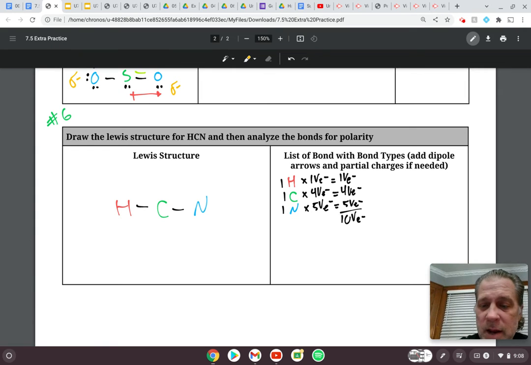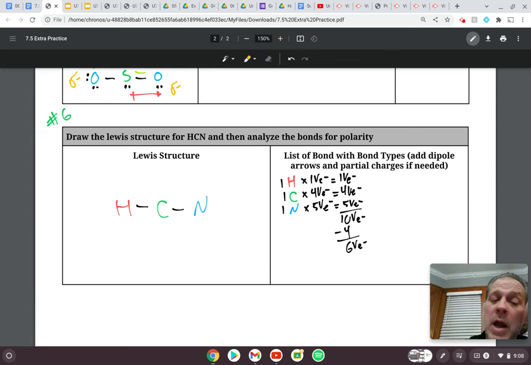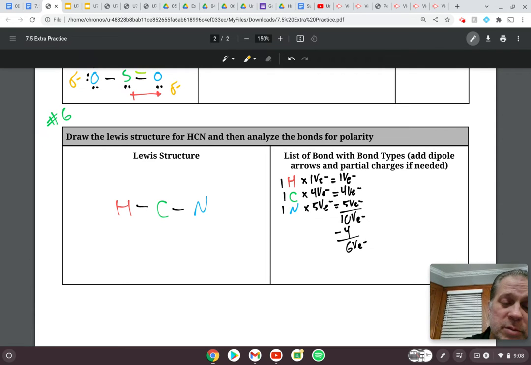And of the 10, I've used 2, 4. So I have 6 valence electrons to find a home for. I'm going to start by adding my electrons as pairs. So 1, 2, 3, 4, 5, 6.